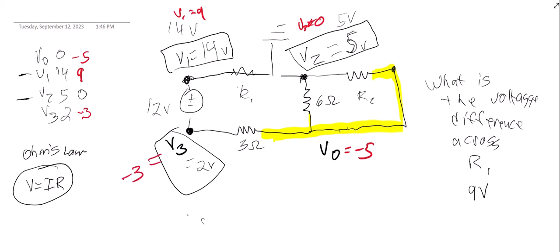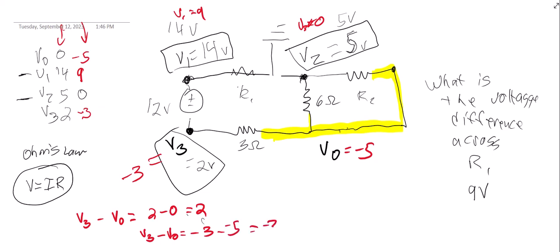And now I can see that the voltage difference for each pair of voltages is still the same. If I take V3 minus V0, I should get the same number whether I use my first column or my second column, because it's only differences in voltages that matter. So if I use my original scheme, that's 2 minus 0, which is 2. If I use my new scheme, V3 minus V0, that would be minus 3 minus negative 5, or minus 3 plus 5, which is 2.